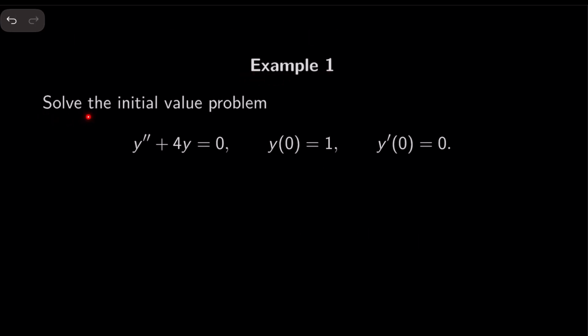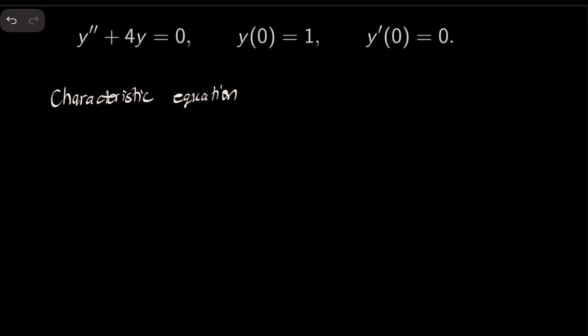Example 1. Solve the initial value problem y double prime plus 4y is equal to 0, y of 0 is equal to 1, and y prime of 0 is equal to 0. The first step is to write the characteristic equation. So we are going to have r squared plus 4 is equal to 0.